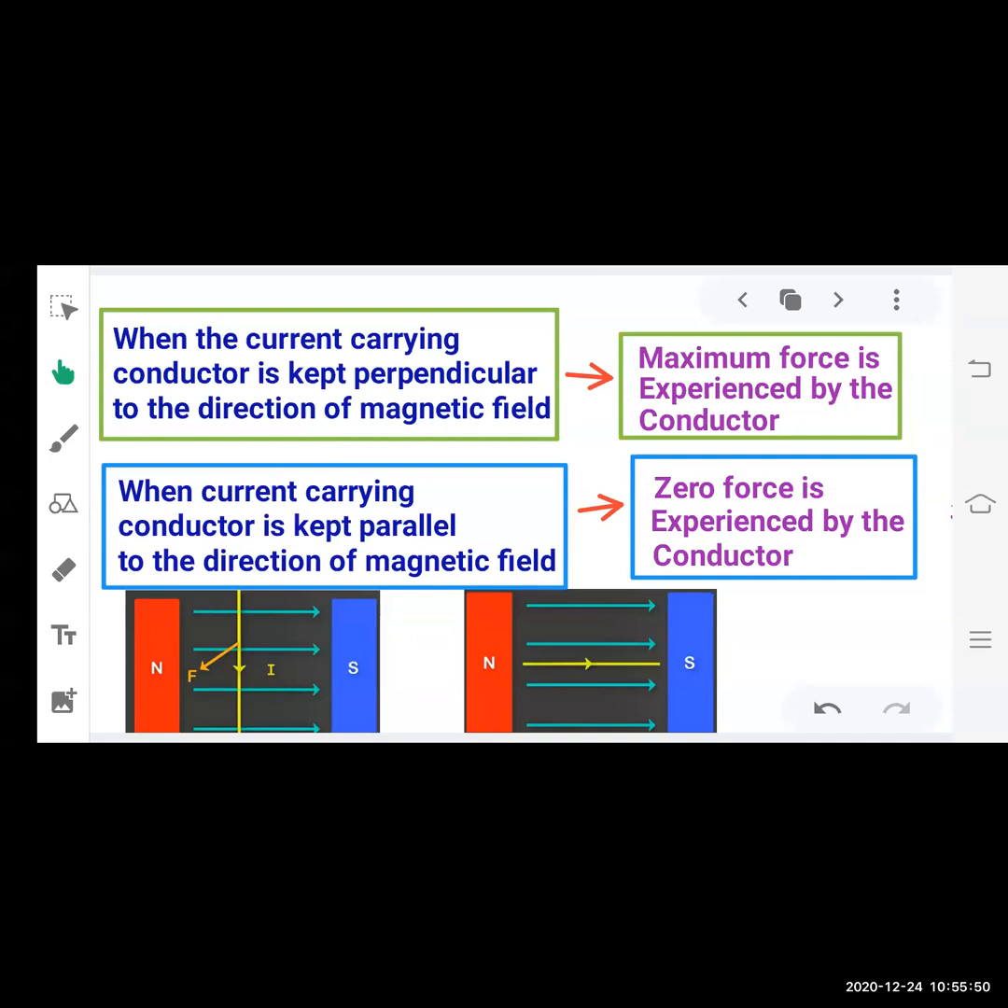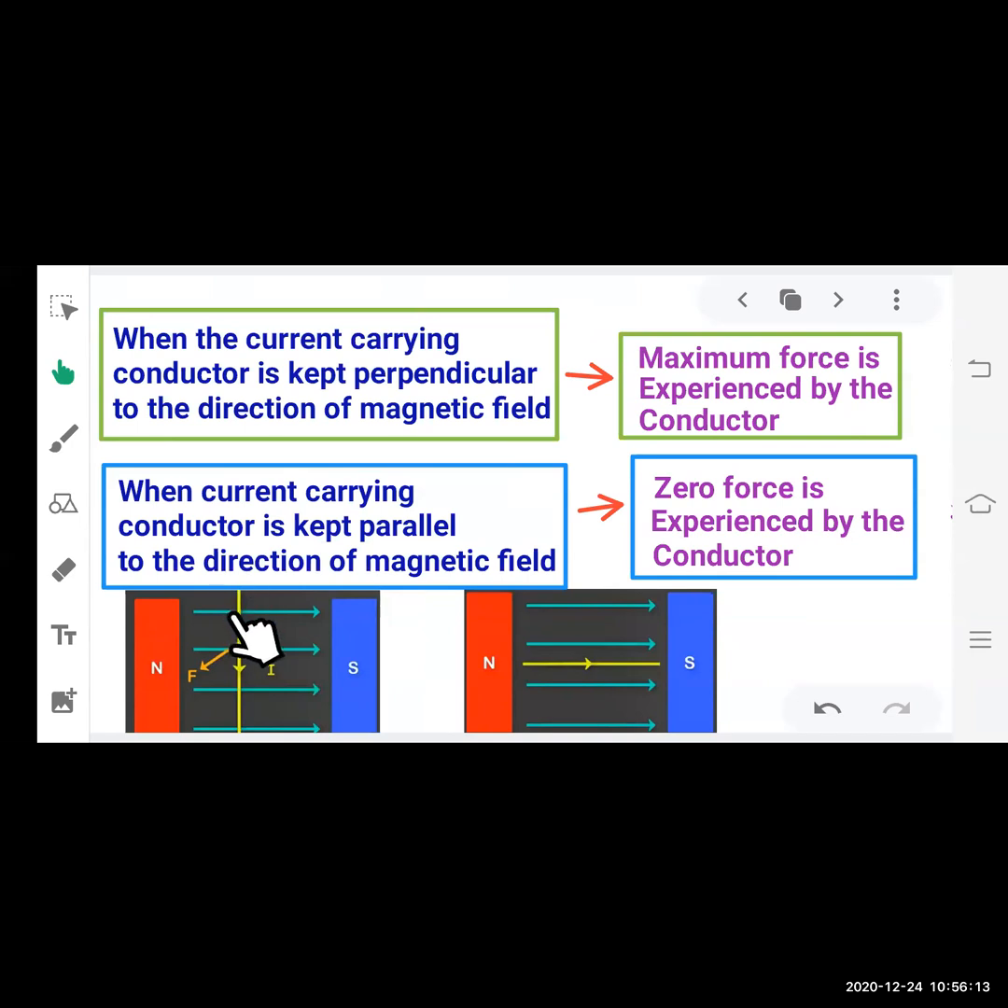So if you observe the figure here, you can see from north and south pole the magnetic lines always originate from north to south pole. So the green line shows the direction of magnetic field. So when the current carrying conductor is kept perpendicular to the direction of magnetic field, perpendicular means it is making 90-degree angle with the magnetic field.